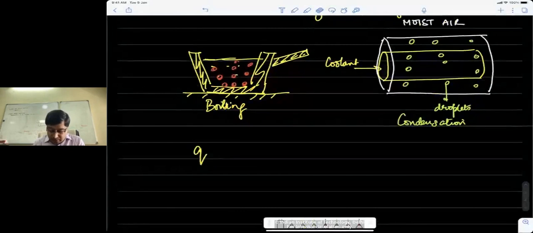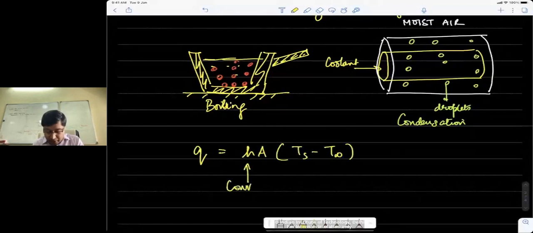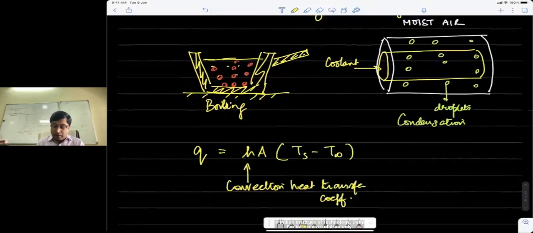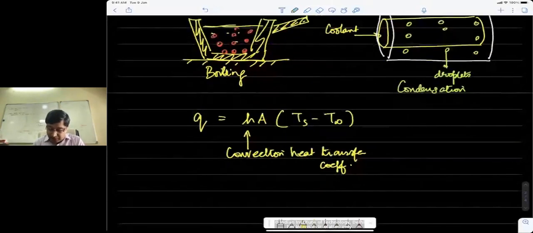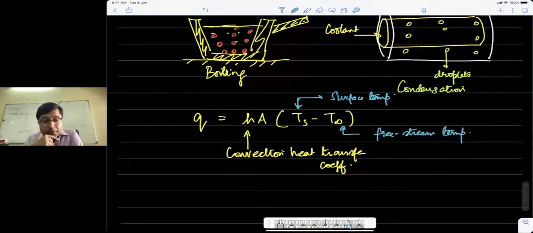So the rate of heat transfer will be given by h times A times (Ts minus T infinity), where h is what I'll now define as the convection heat transfer coefficient, Ts is the surface temperature, and T infinity is the free stream temperature of the fluid. Free stream temperature means it is the temperature outside the boundary layer, outside the thermal boundary layer.